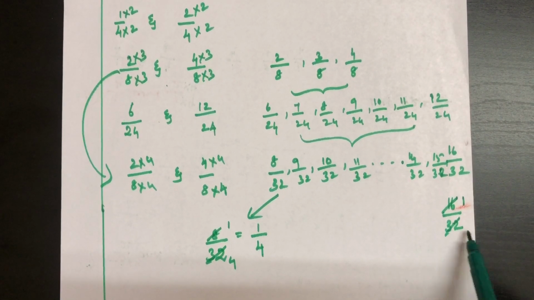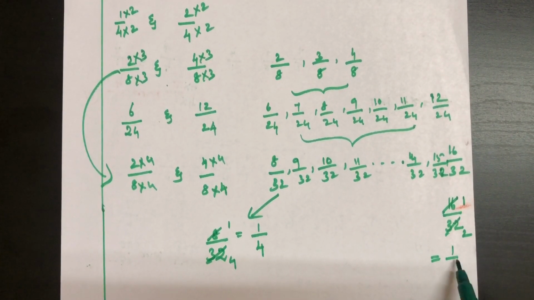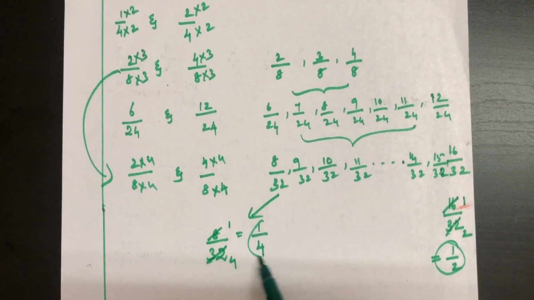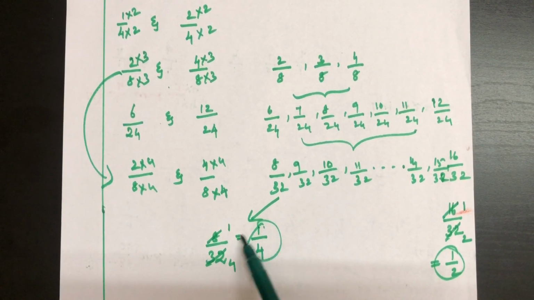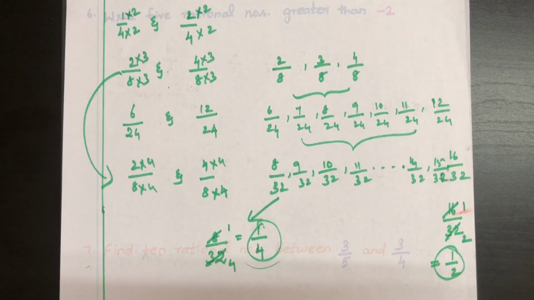16 ones are 16, 16 twos are 32. So 1 by 2. This is ultimately the same number. We are just multiplying and dividing by the same number, so the value of the number won't be affected.